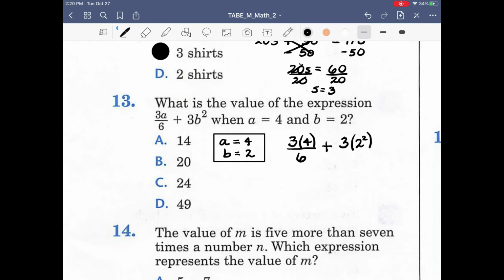3 times 4 is 12. Divided by 6 is 2. So just keep simplifying it until you get what you need. And then this one I have 3 times 2 times 2, that's 4. So this is 12. And then we add those together to get 14. So the answer is A, 14.